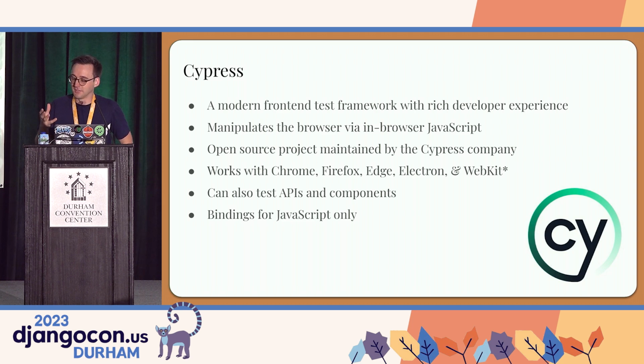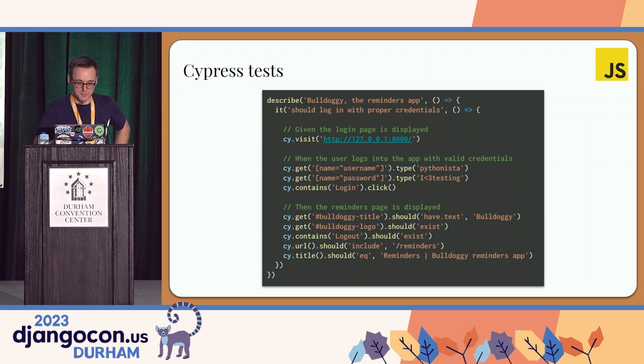That is inherent in the design of this. If it's going to be operating inside the browser, sending the JavaScript, you're going to be JavaScript only. So here's what a Cypress test looks like. And I'm sorry that I'm showing JavaScript at a Python-based conference. Please forgive me. I can get away with it because it's Django, right? It's web-based.